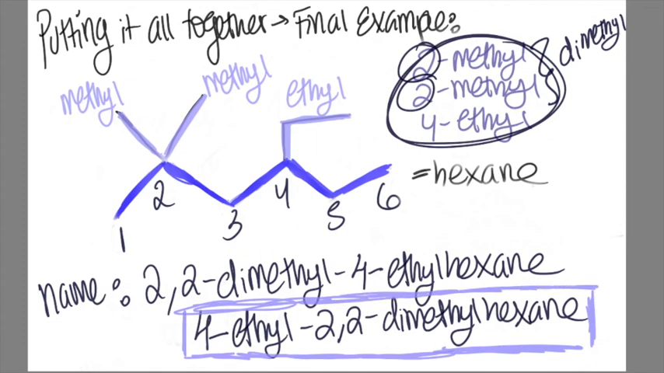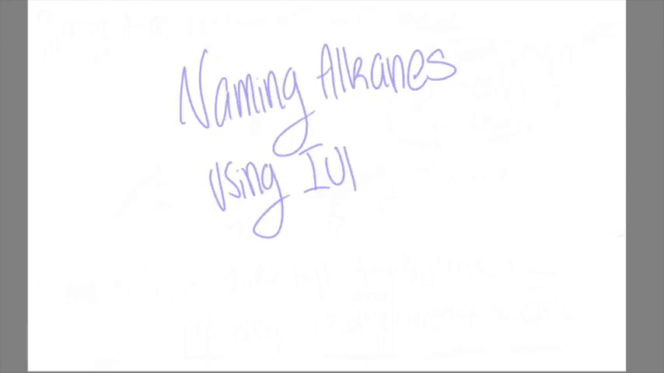Since ethyl comes before methyl in the alphabet, it's the first substituent we list, even though the prefix di comes first in the alphabet. Likewise, even though dimethyl's position of 2 is less than ethyl's position of 4, alphabetical order overrides that condition of ascending order, and so our compound's name is 4-ethyl 2,2-dimethylhexane. I hope this video helped you to learn more about naming alkanes using IUPAC nomenclature.